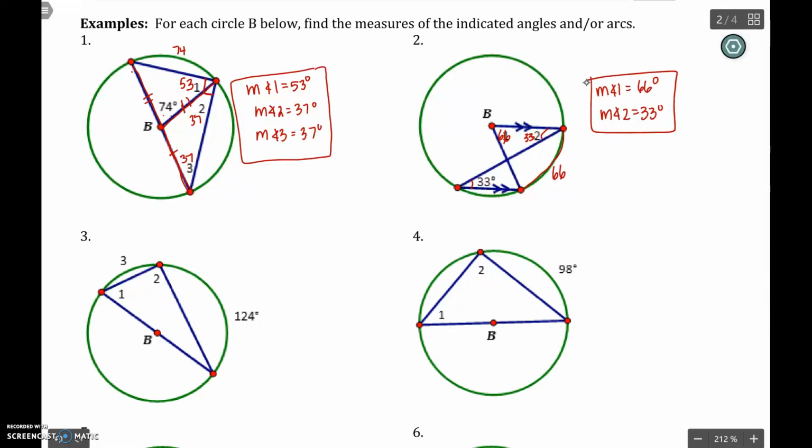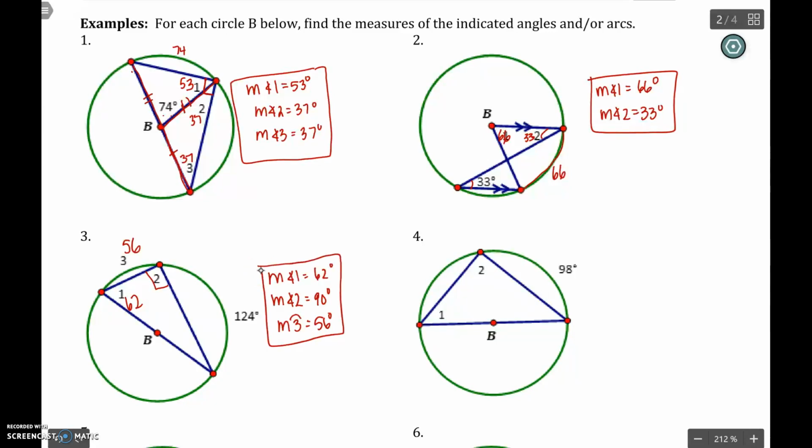Alright, for number 3, if you notice we have a diameter drawn, that makes this angle a right angle because of Thales' theorem. We also have angle 1, which is inscribed to the 124 degree arc, so it would be half of it, which would be 62. And then because this out here is a semicircle, I can do 180 minus 124 to get arc 3, which would be 56.